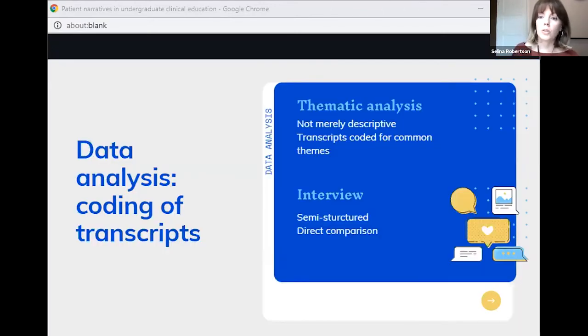So what did I do with these transcripts? I thought there were lots of really wonderful stories that were shared with me, and I didn't really want to relay these in just a descriptive way. I thought for a broader application, it'd be really good to find common themes and to do a thematic analysis, so I could think about the applications within medical education. So that's what I went on to do. The interviews themselves were semi-structured, so we did have a schedule, which allowed for direct comparison against certain questions that all participants were asked.